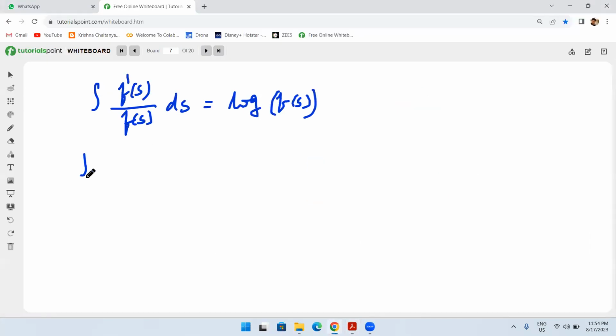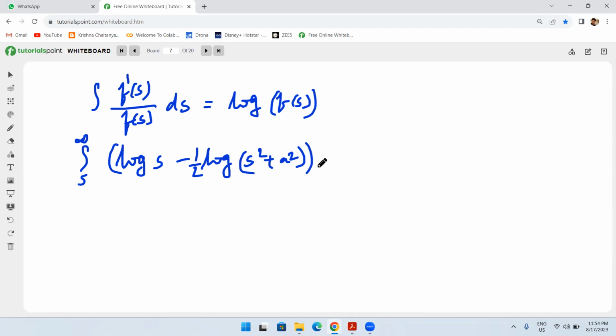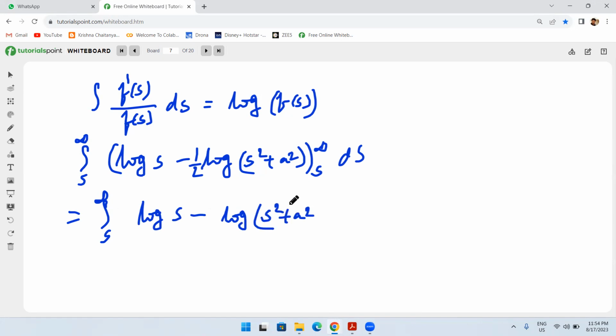Since it is a double integral, single integration we have already done. And log s minus 1 by 2 log s square plus a square from s to infinity ds, so the single term is over. And next, log a minus log b. Here I'll remove this 1 by 2 and write it as integral s to infinity log s as is minus log s square plus a square whole power 1 by 2, instead of writing whole power 1 by 2, I'll write square root of this, from s to infinity ds.